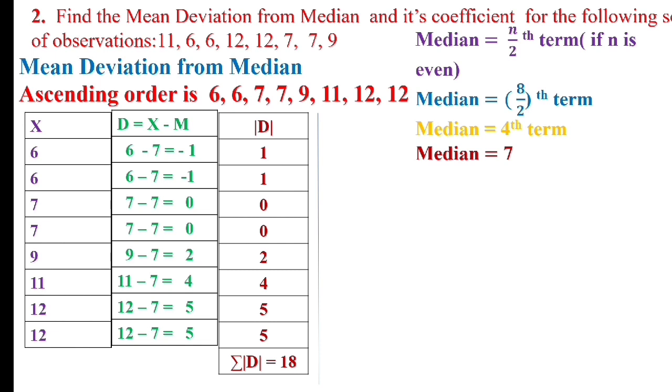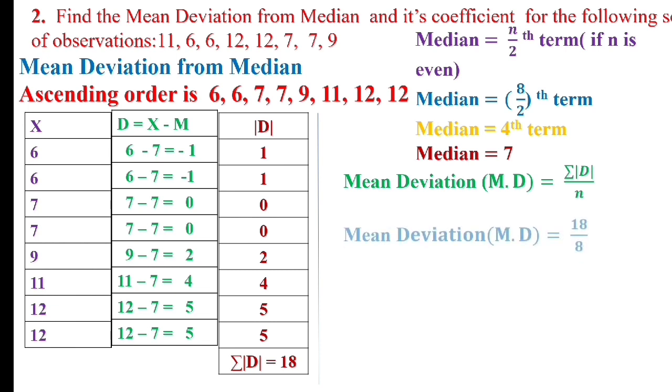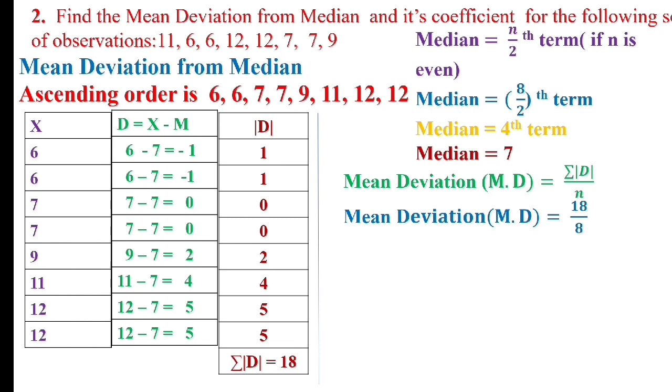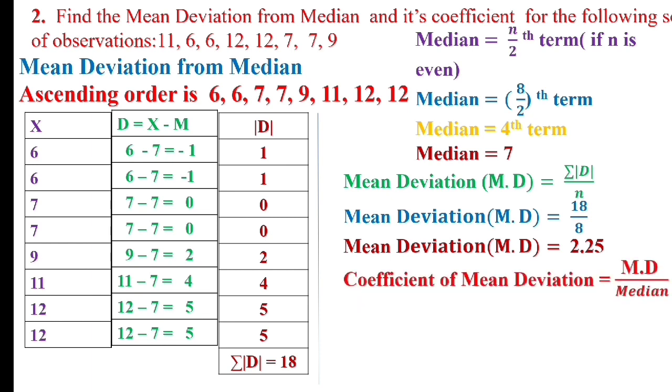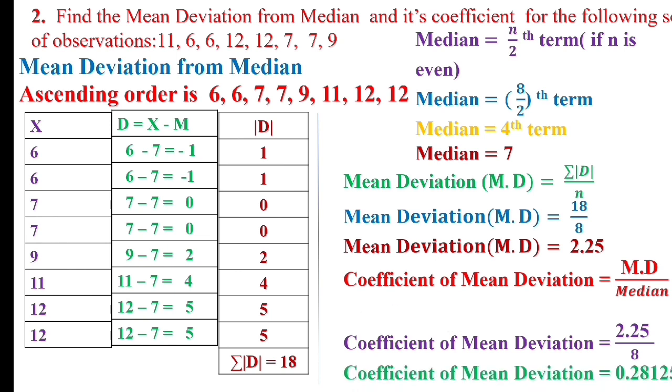We know the formula of mean deviation, summation D divided by N. Summation D is 18, N is 8, the number of values here is 8, so we get 2.25 as the mean deviation. Coefficient of mean deviation is mean deviation divided by median because we are following the median formula. So substitute 2.25 divided by 8. Coefficient of mean deviation is 0.28125.